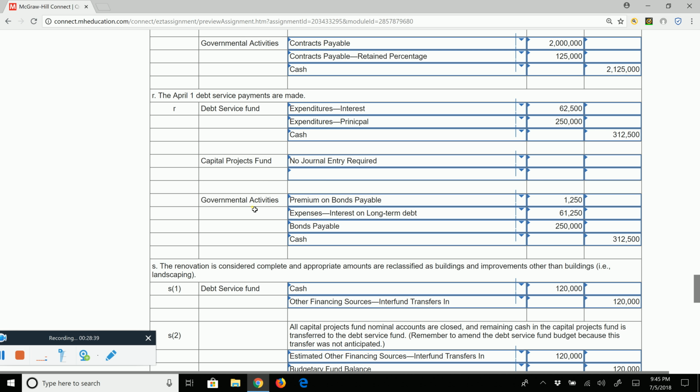Now in the government-wide, once again, we have to amortize our premium. It's the same, $1,250. That is the $50,000 divided by 20 periods, I believe it is. Actually, it's 40 periods. It's 20 years, 2 times a year. 50,000 divided by 40, that's a 1,250. The difference is the expense. And of course, the $250,000 principal payment, we will debit the liability bonds payable.